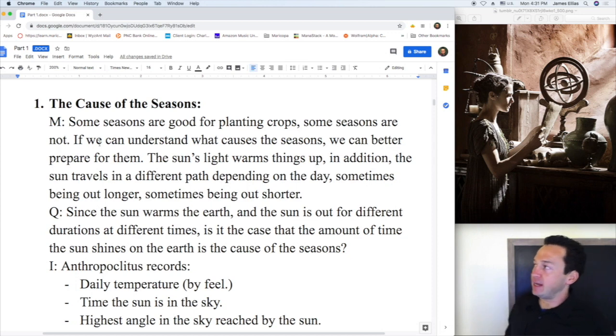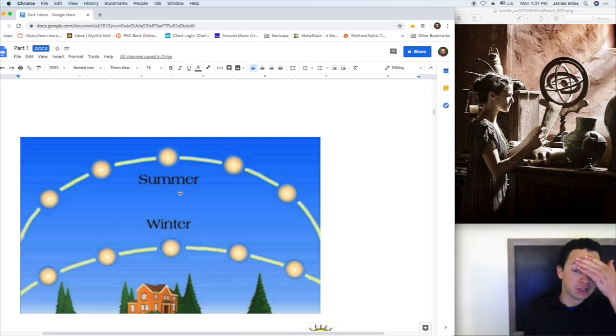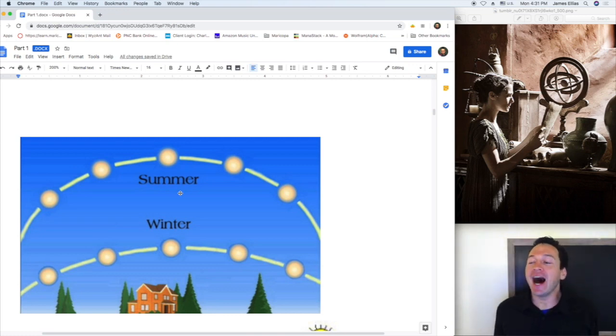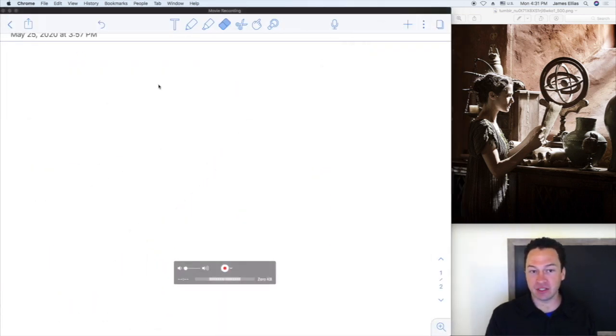The sun's light, we know, warms things up. In addition, the sun travels in a different path during the day, sometimes staying out longer and sometimes being out shorter. Let me see if I have a picture of this. Okay. Look at this picture. This is something that people would notice in the colder months, in the colder times. This is before they have the concept of year, right? Because you don't have the concept of year until you have the concept of seasons.